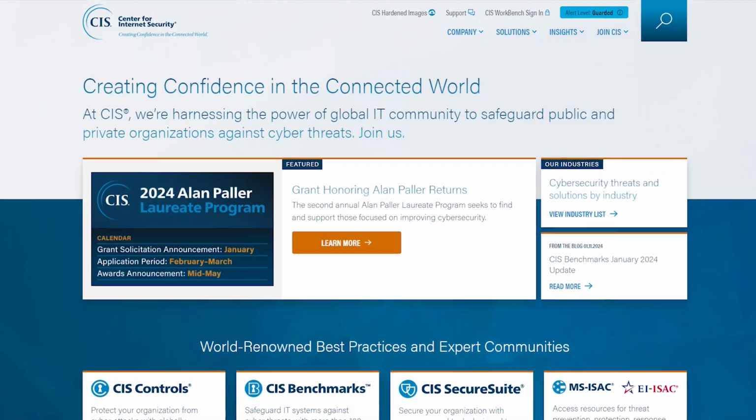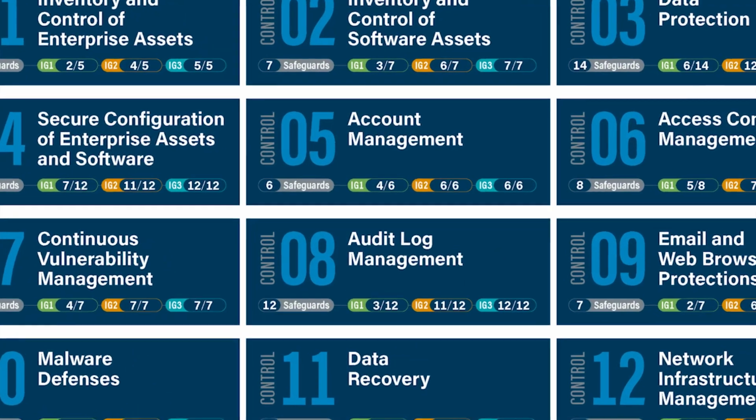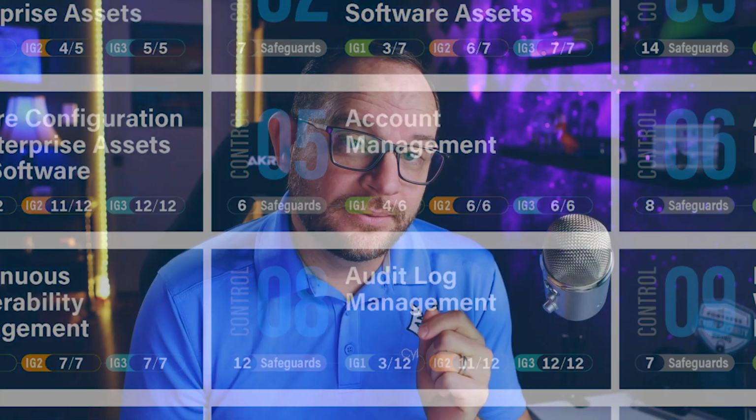But first of all, what is the CIS controls? It's developed by a nonprofit called the Center for Internet Security. And they've been built around 18 core controls. There are 3 implementation groups of these controls. Think about it this way: basic, intermediate, and advanced. And inside of those 18 controls, wouldn't you know it, Control 5, one of the early controls, deals specifically with account management.